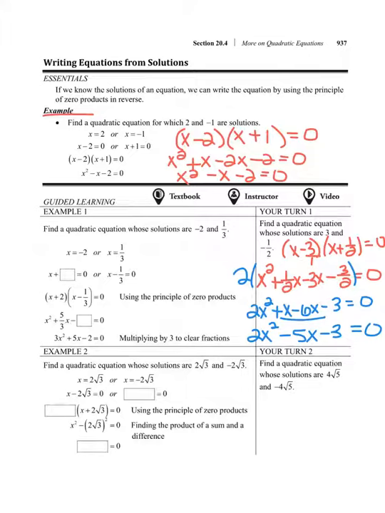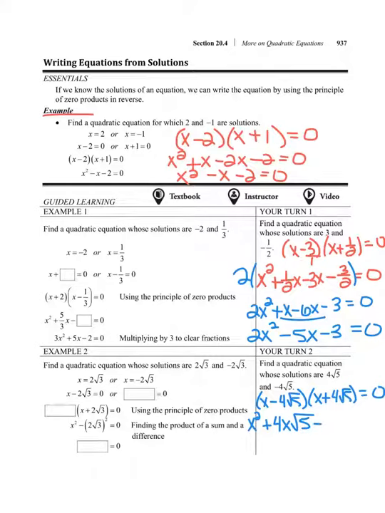Your turn 2, find a quadratic equation whose solutions are 4 square root of 5 and negative 4 square root of 5. So x minus 4 square root of 5, x plus 4 square root of 5 equals 0. So again, multiplying using FOIL, x times x is x squared, and then the outside plus 4x square root of 5. So notice the x is on the outside and the 4 is on the outside. So I'm multiplying those two together. So the 4x is on the outside and the square root of 5. The 5 is the only thing still under the radical.